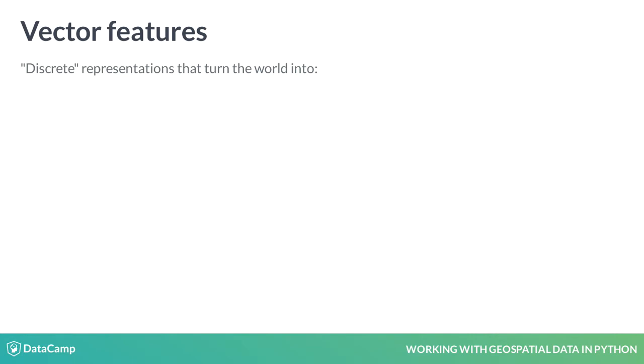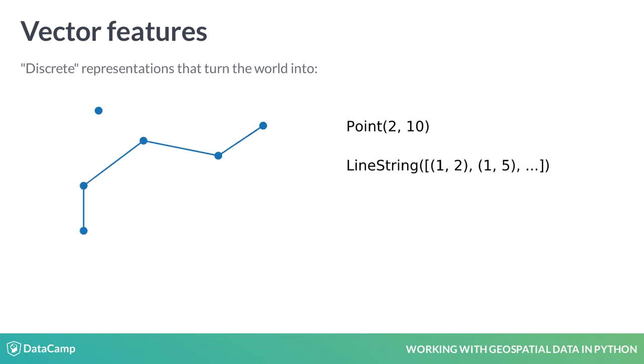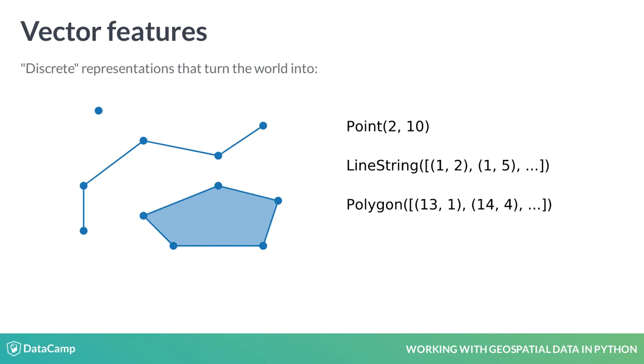Vector features are made up of three different types of geometries. To start, we have a point geometry, a single location with x and y coordinates. Next, a line is a group of connected points. In the code, you will notice that this is called a line string. Finally, a polygon is formed by a closed line that encircles an area. Additionally, one feature can also consist of multiple geometries, such as a multi-polygon.